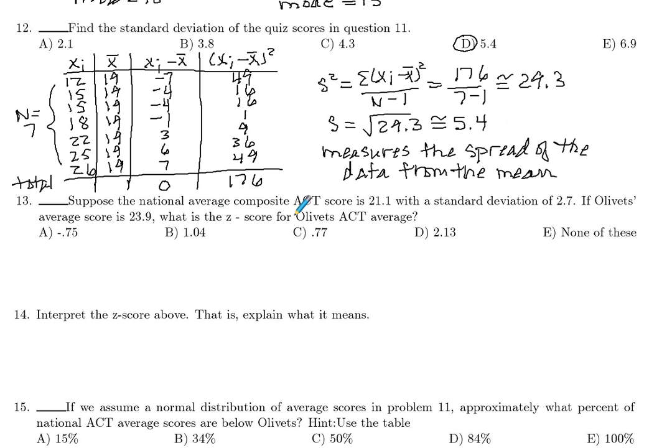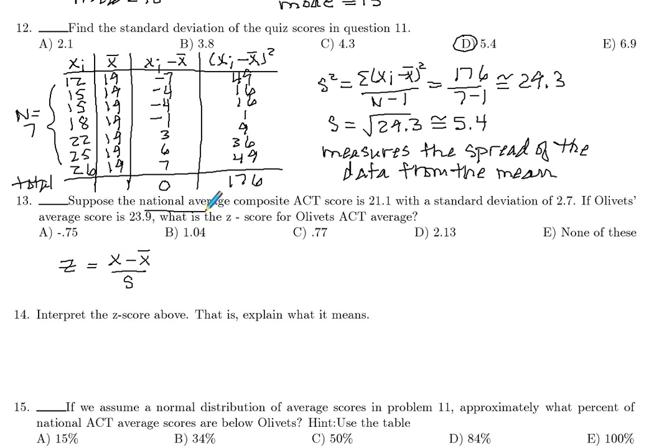They give us a national average. Composite ACT is 21.1 with a standard deviation of 2.7. Olivet's average is 23.9. What's the z-score? Okay, so z-score here, remember, is x minus x bar over s. So it's the value minus the mean over the standard deviation.